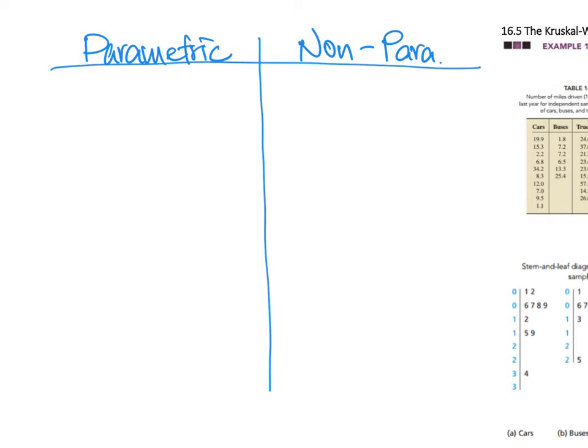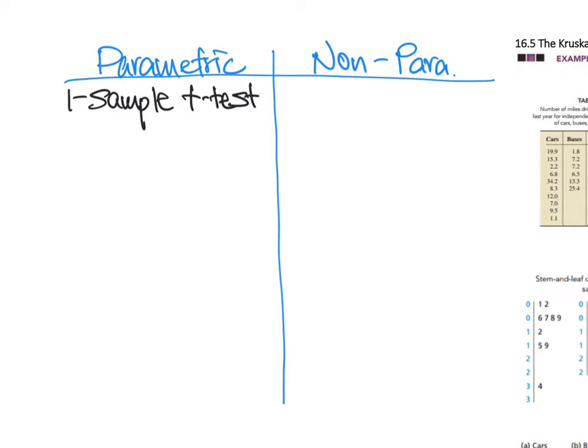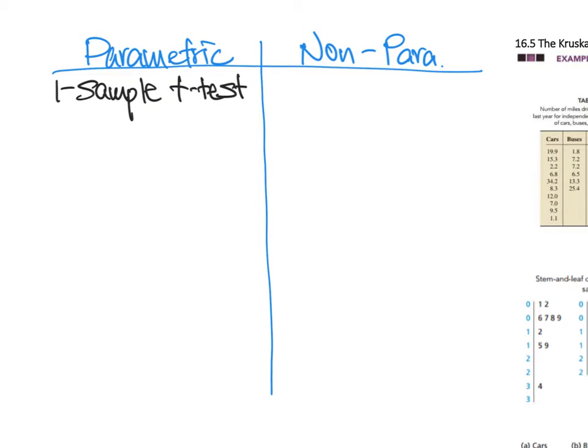So when we have one sample, one population, then we applied the one sample t-test. So parametrically, we assume the normal distribution or the large sample. But when we don't have the normal distribution and even we have a small sample, then we have to apply the Wilcoxon's signed rank test.